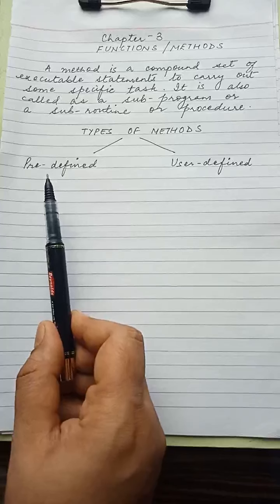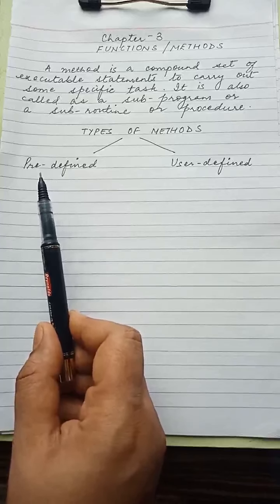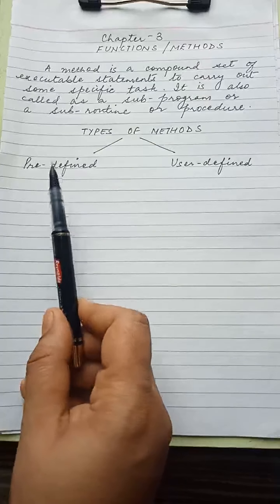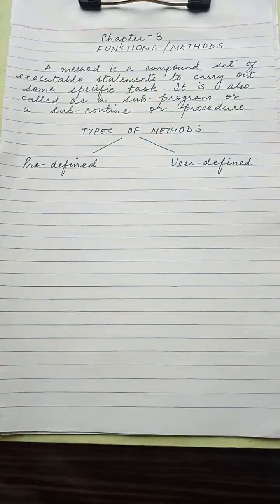If I take an example, Math.sqrt. sqrt is a function and Math is the class in which the sqrt function is stored. So when the Java compiler is loaded in the memory, the sqrt function gets automatically loaded. We don't have to define it, isn't it?